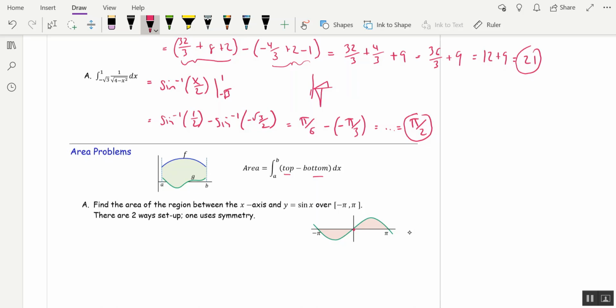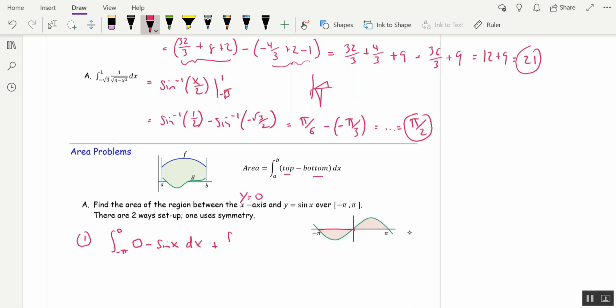I've graphed the curve y equals sine x, and I've shaded in the regions we're talking about. So for the first region, method 1 doesn't use symmetry, method 2 does. The first region goes from negative pi to 0, and the top curve is the x-axis. The x-axis is y equals 0. So our top curve is 0, and our bottom curve is sine x dx.